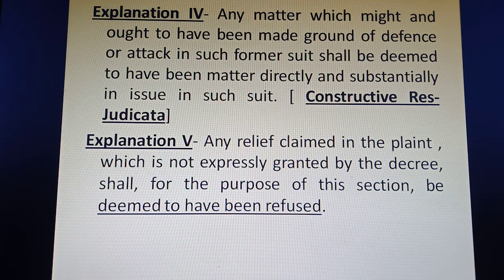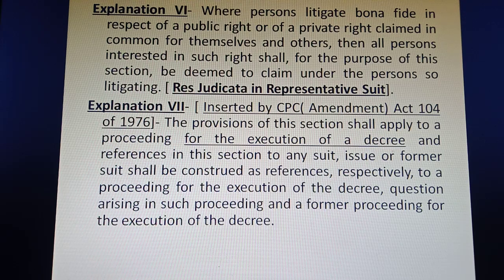Now let us read explanation number 5. Any relief claimed in the plaint which is not expressly granted by the decree of the court shall, for the purpose of this section number 11, be deemed to have been refused by the court. Explanation number 6 talks about res judicata in a representative suit. It states: where persons litigate bona fide in respect of a public right or of a private right claimed in common for themselves and others, then all persons interested in such a right shall, for the purpose of this section, be deemed to claim under the person so litigating, and res judicata shall apply in their case as well.